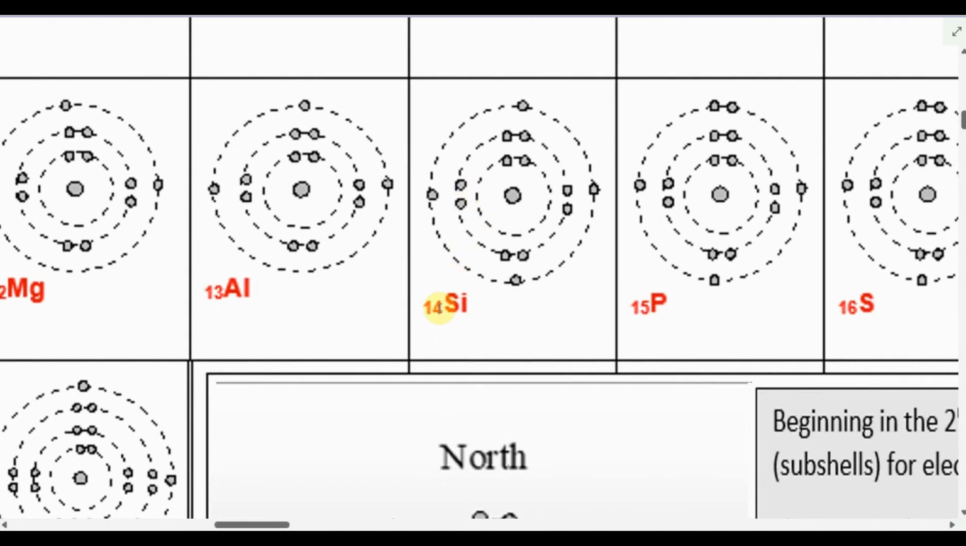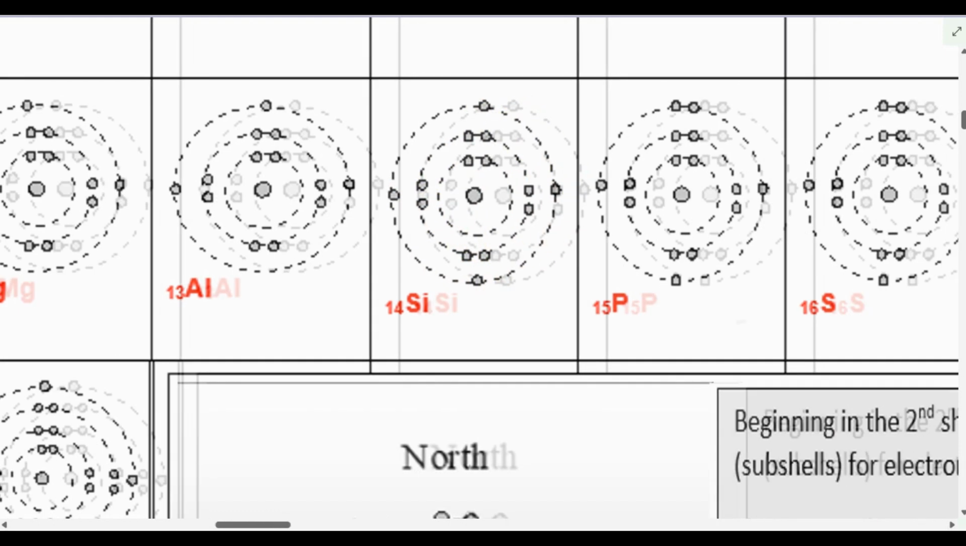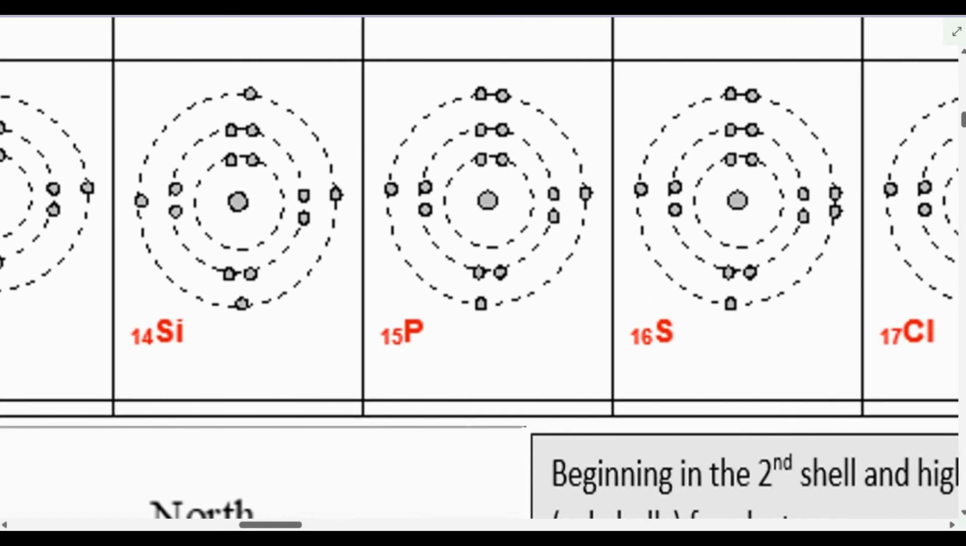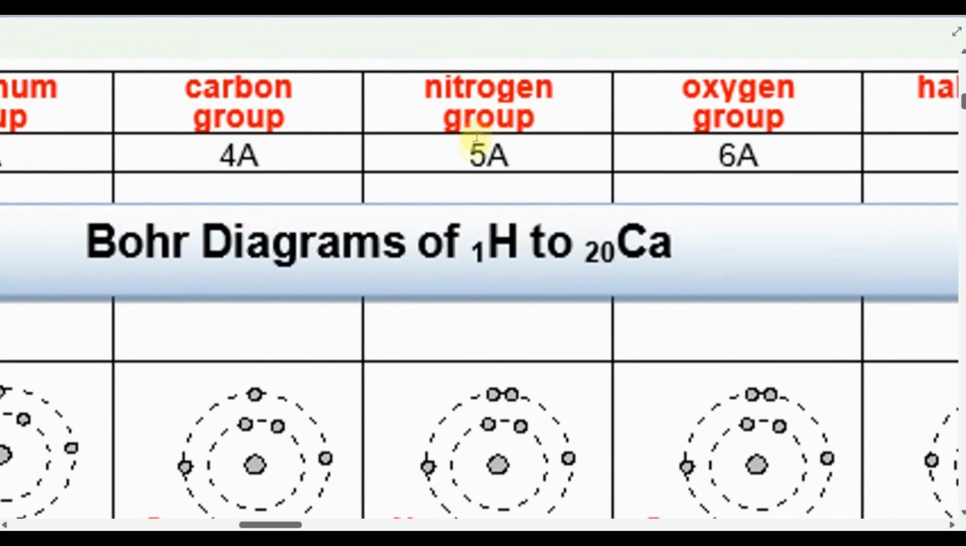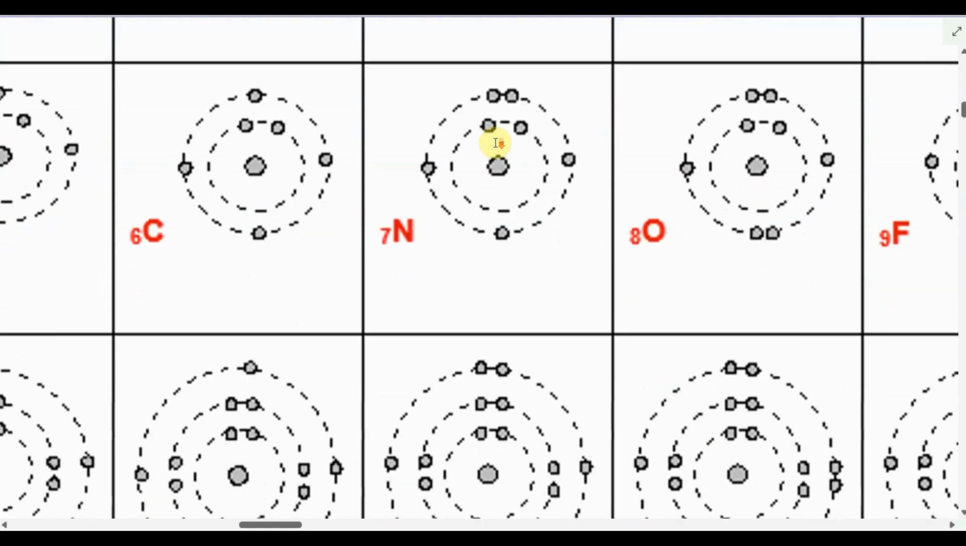Silicon, element number 14, has 14 protons, 14 electrons. 2 in the first shell like helium, 8 in the second shell like neon, and then 4 in the third shell. Here's phosphorus. Phosphorus is element number 15, 15 protons, 2 in the first shell, 8 in the second, that's a total of 10, 5 more go into the third shell. This is just like nitrogen in that respect. It's got 5 valence electrons, and both nitrogen and phosphorus are in group 5A.